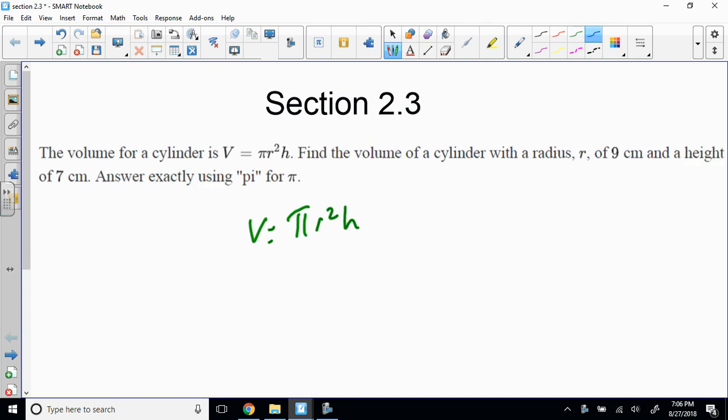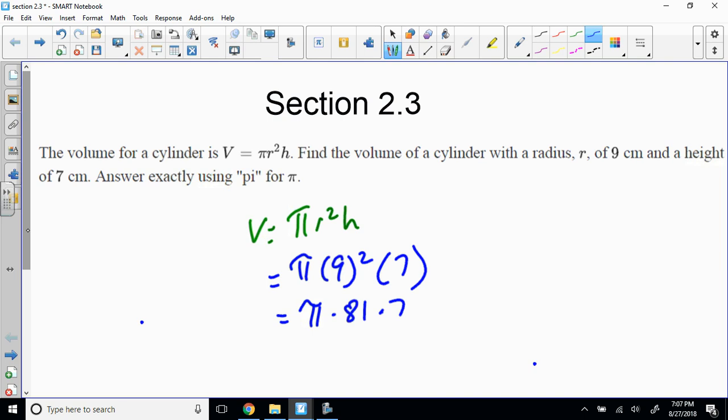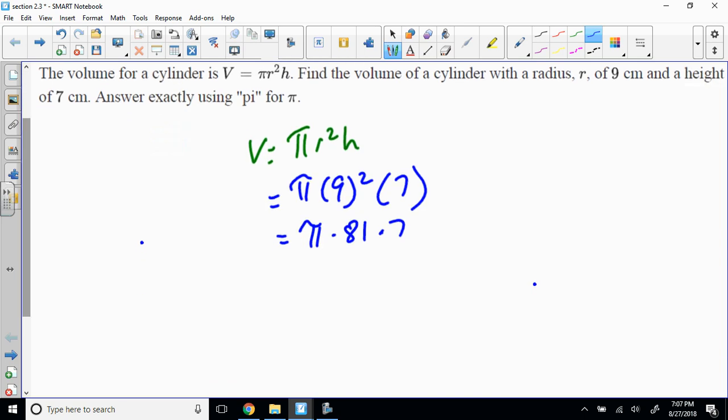So they told us that the radius is 9, right? So that's 9 squared, and the height is 7. So that's pi times 81 times 7, which is, anybody got an answer for that? Do 81 times 7. So that would be 567 pi. That's volume, so it'd be cubic what? Centimeters, right? Cubic meters, right? Cubic meters. No, cubic centimeters, sorry.